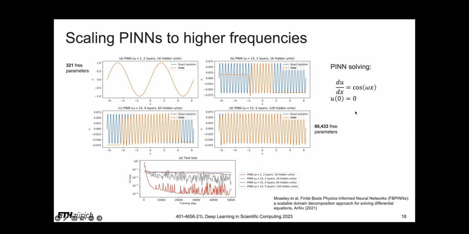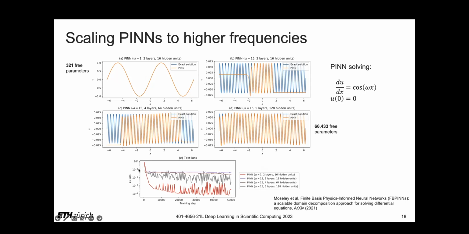And we solve it with the PINN, and I'm going to solve it for different values of omega. In particular, I'm going to choose omega of 1, so a low frequency solution. And then I'm going to choose omega as 15, so a much higher frequency. What you see, if I train the PINN on the low frequency problem, and I use just 2 layers, 16 hidden units, so a very, very small neural network, is that it gets the solution very rapidly and converges very nicely. And you can see the convergence curve here.